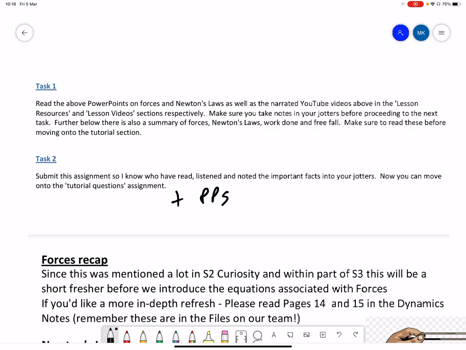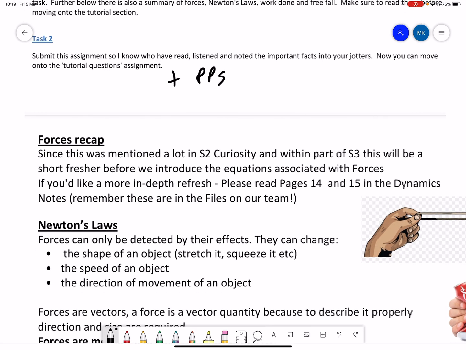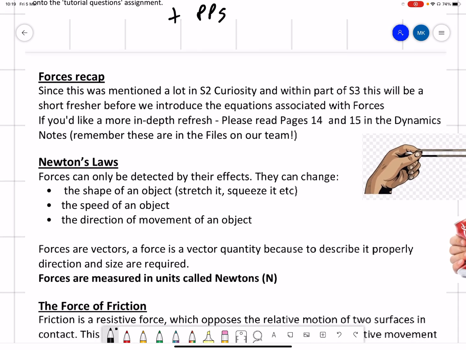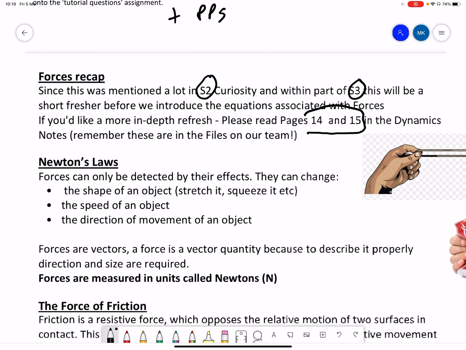So I'm just going to go over some facts about forces. So we did do forces in S2 and S3. So if you look in the files section, you will find the dynamics booklet, the recap from S3 you will find in pages 14 and 15. You can read over that yourself, it's in the files section.